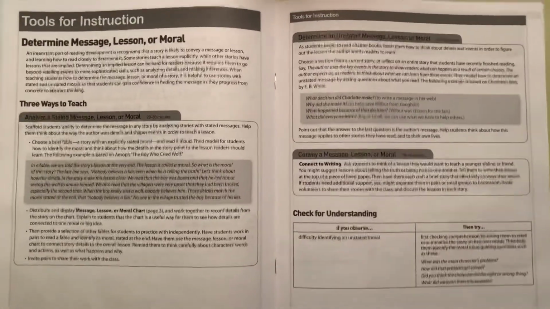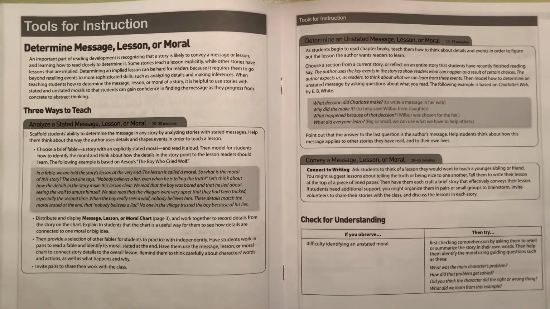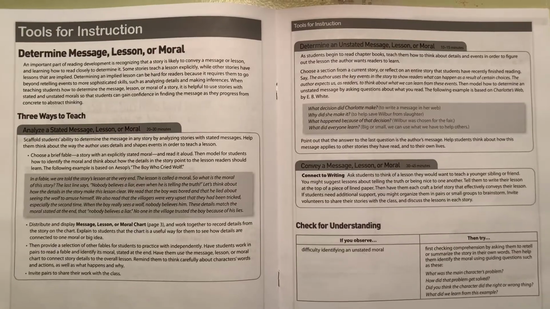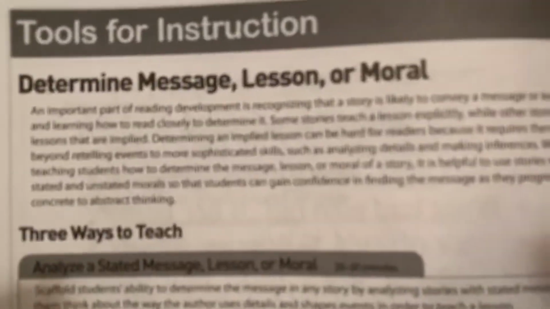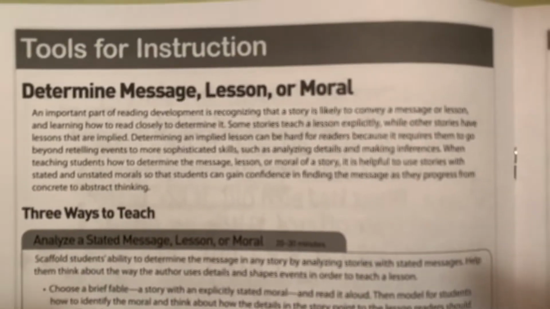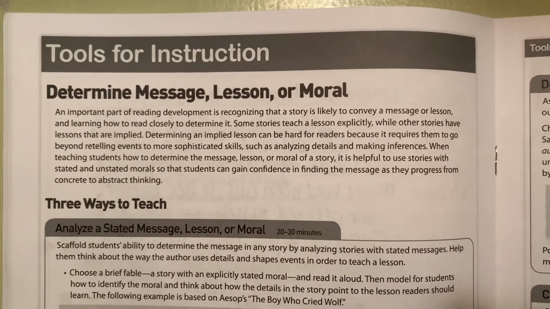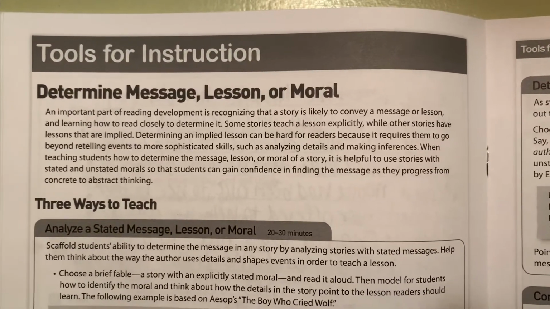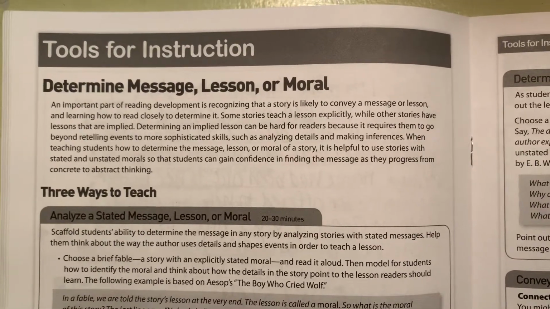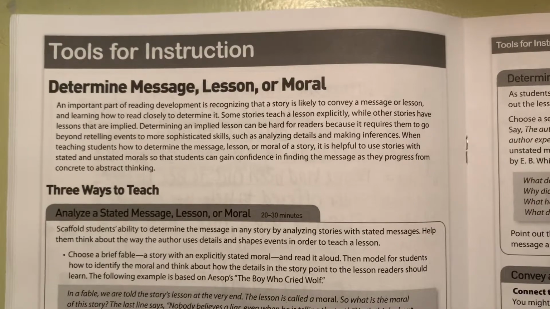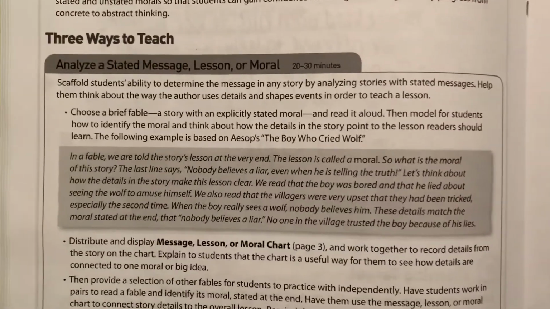It basically gives 3 tools for helping to teach the concept of determining the central message in stories that you read. I'll just read the first sentence up here just to get an idea of what this is all about. So, determine message, lesson, or moral. An important part of reading development is recognizing that a story is likely to convey a message or lesson and learning how to read closely to determine it.